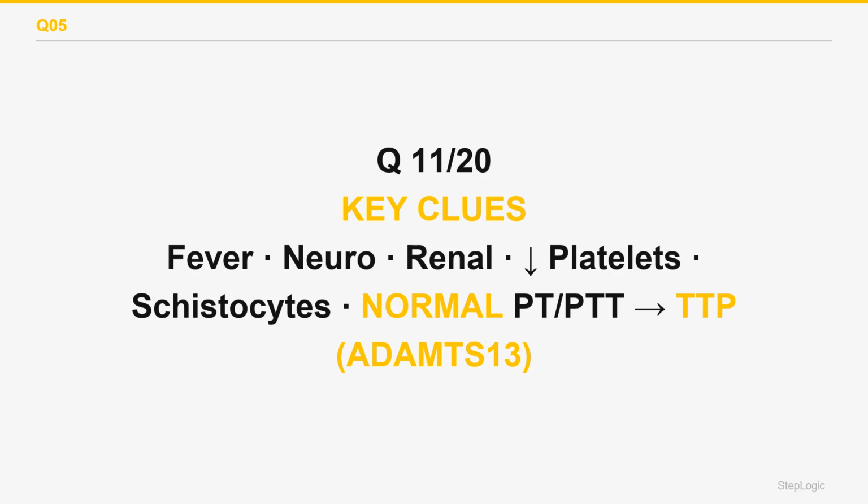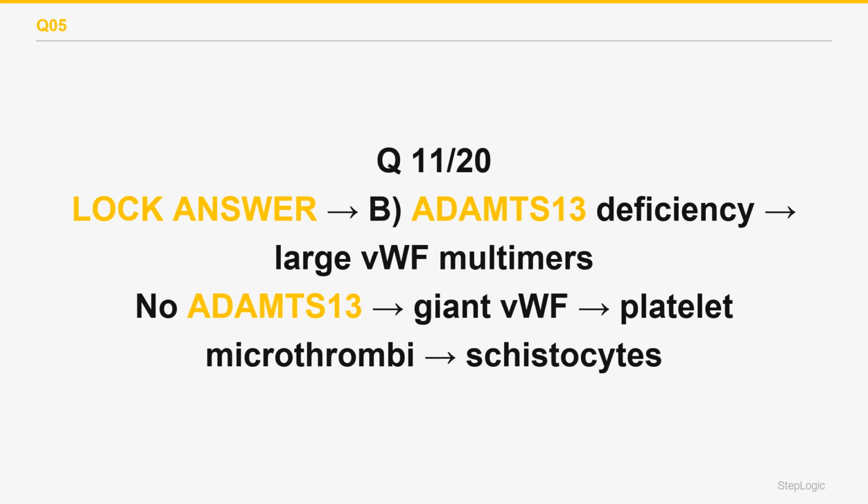These platelet-rich thrombi consume platelets, causing thrombocytopenia, and shear passing red cells into schistocytes, causing microangiopathic hemolytic anemia. The microthrombi obstruct flow to the brain and kidney, producing the classic pentad: thrombocytopenia, microangiopathic hemolysis, neurologic changes, renal dysfunction, and fever.